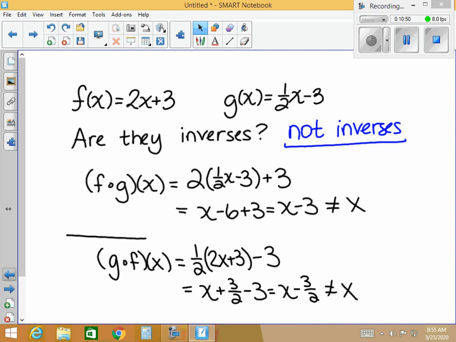Notice that what I got when I plugged f into g versus g into f was something different. It doesn't matter what it looks like, those will almost never be the same thing unless you get x out of both of them. So pick one, your favorite one, plug one into the other. If you get plain old x, you're in good shape. If you get something else, then you say no, not inverses.